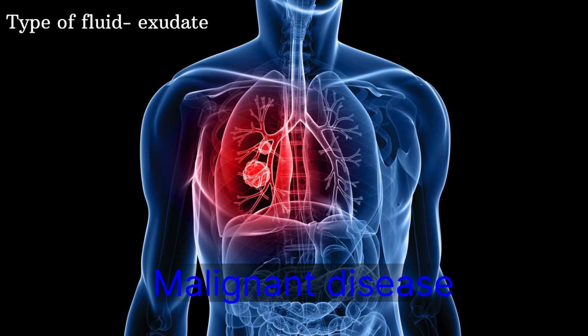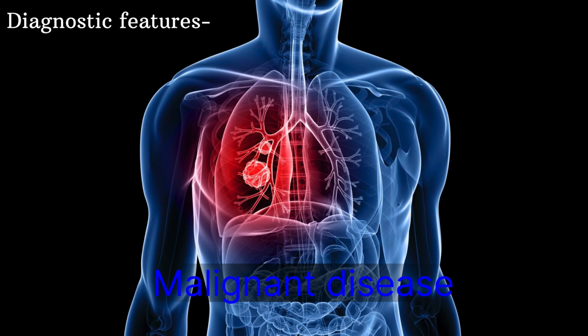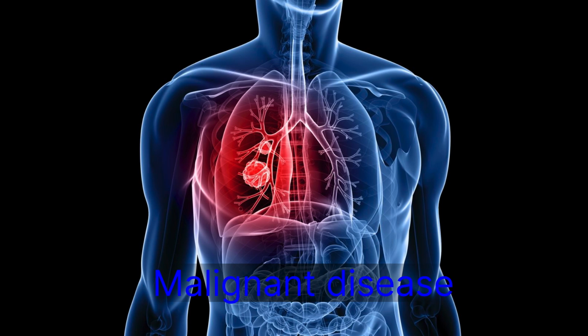If the pleural effusion is caused by malignant disease, the fluid appears serous, often blood-stained. It is the exudate type of fluid, and the predominant cells are serosal cells and lymphocytes. Often clumps of malignant cells are seen. The diagnostic features of malignant disease are positive pleural biopsy and evidence of malignancy elsewhere.